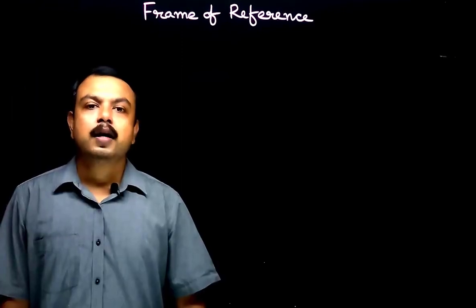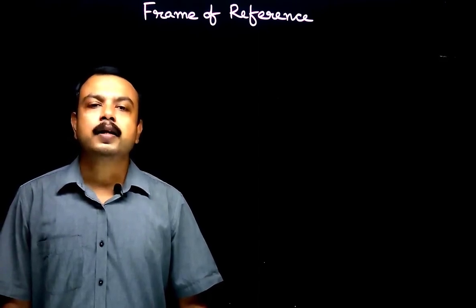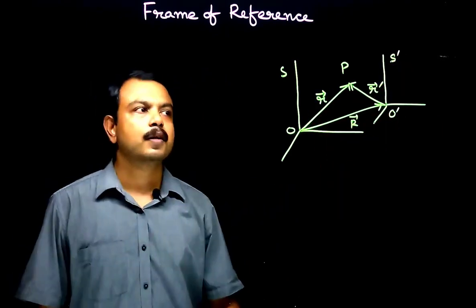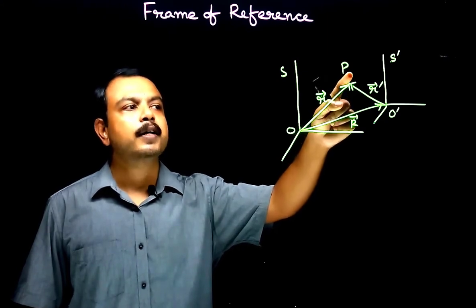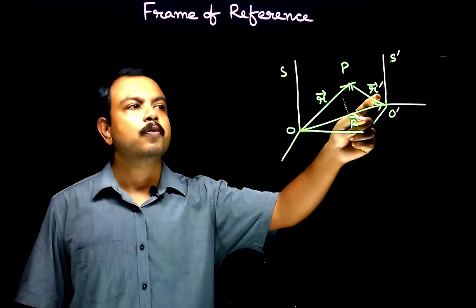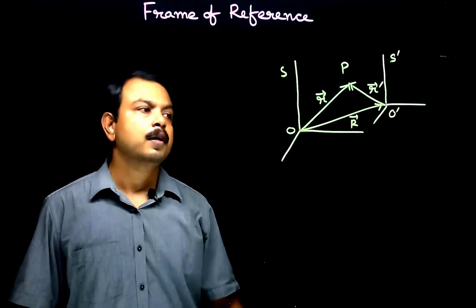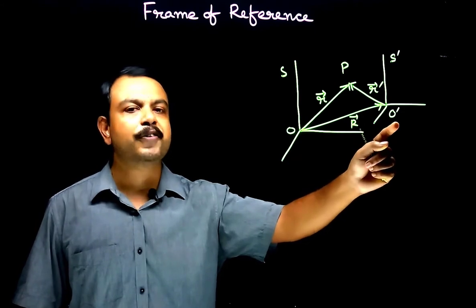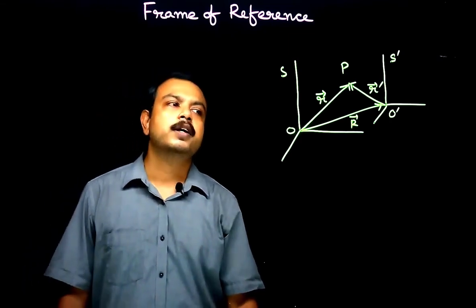Now we are going to study an interesting topic where the state of an object will be analyzed from two different frames of reference simultaneously. Here, position vector of point P is represented by two position vectors r and r prime with respect to frames of reference S and S prime simultaneously. Capital R represents the position vector of origin of the second frame of reference with respect to first frame of reference. Now applying vector algebra, we can write down.